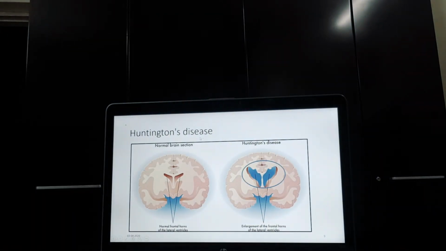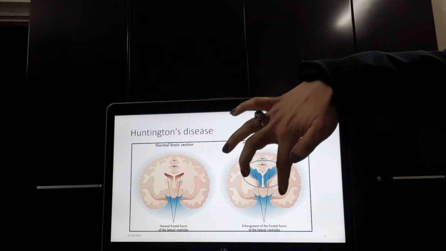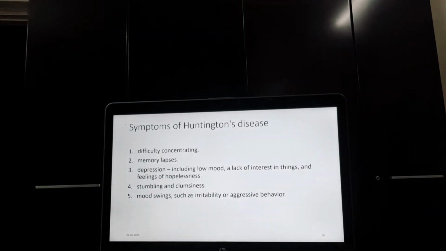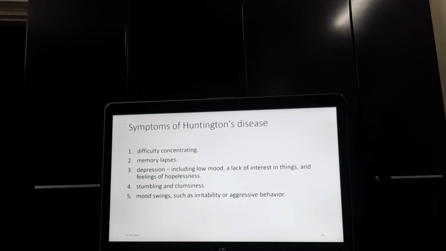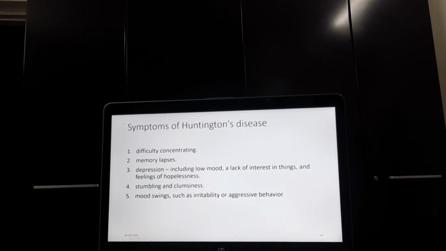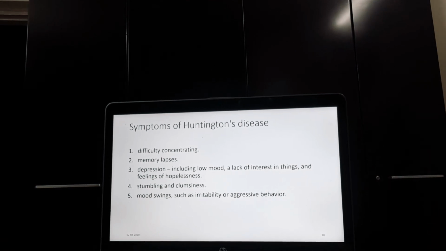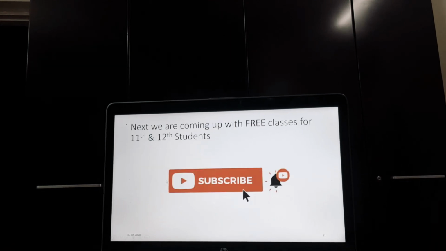Sure. So thank you so much, ma'am. As ma'am explained, this is the normal brain section, and this is the Huntington's disease, in which you see enlargement of the frontal horns of the lateral ventricles. Now we move on to the next one, which is the symptoms. So these are the symptoms: difficulty in concentrating, memory lapses, depression, that means including low mood or a lack of interest in things, and feeling of hopelessness, stumbling, mood swings, and irritability. So these are the symptoms which are particular to this disease.